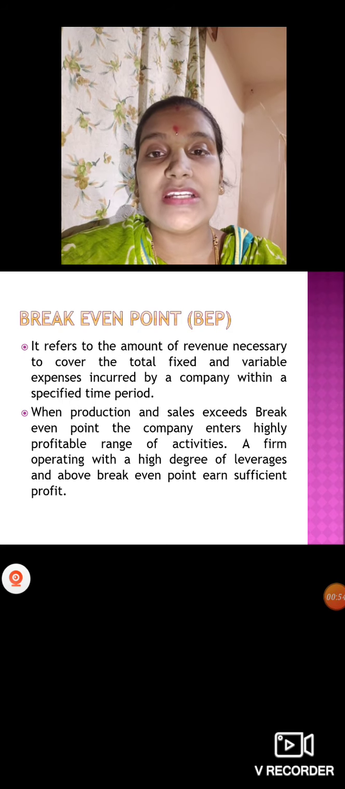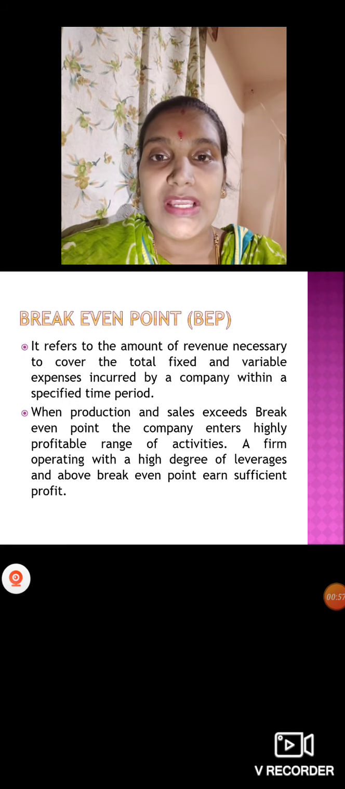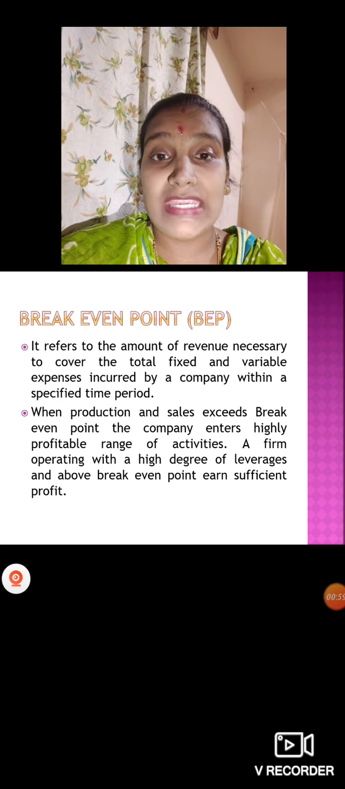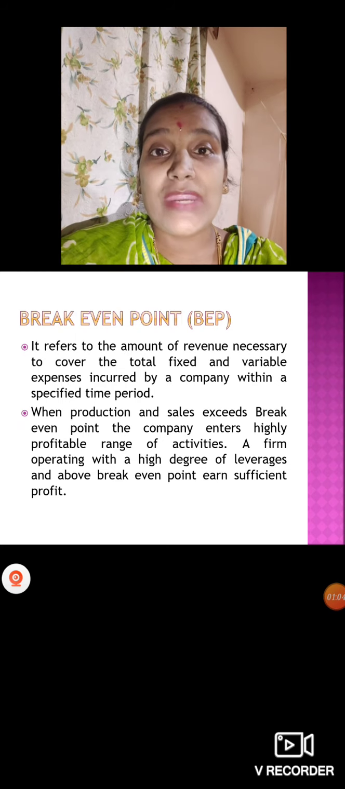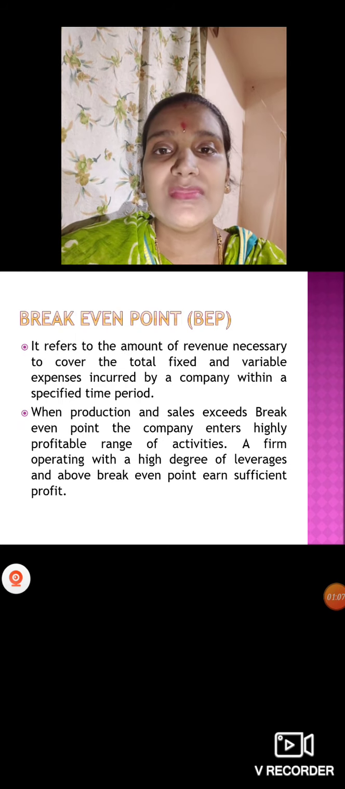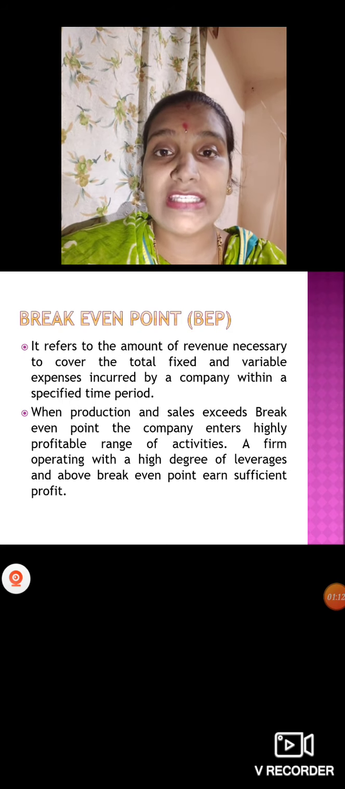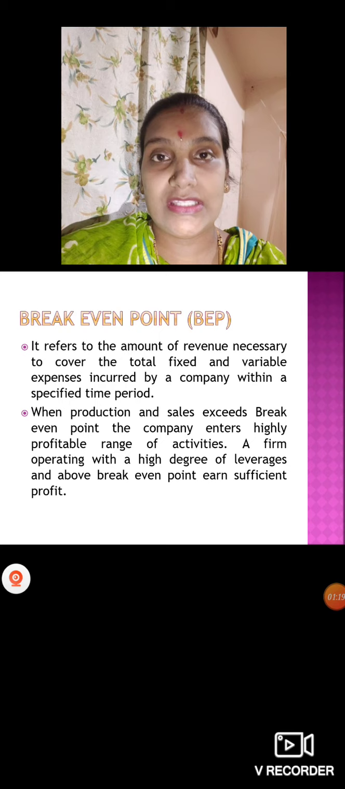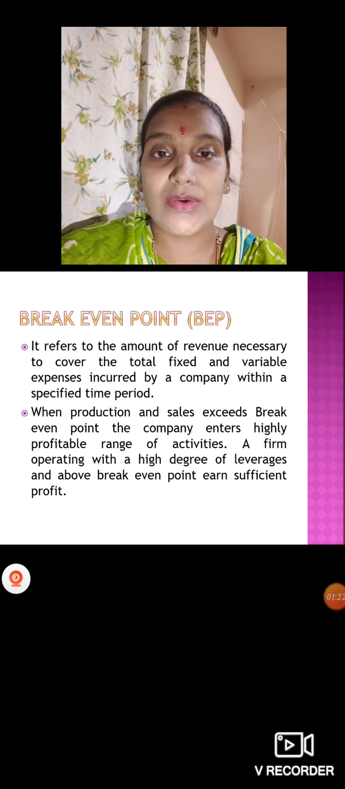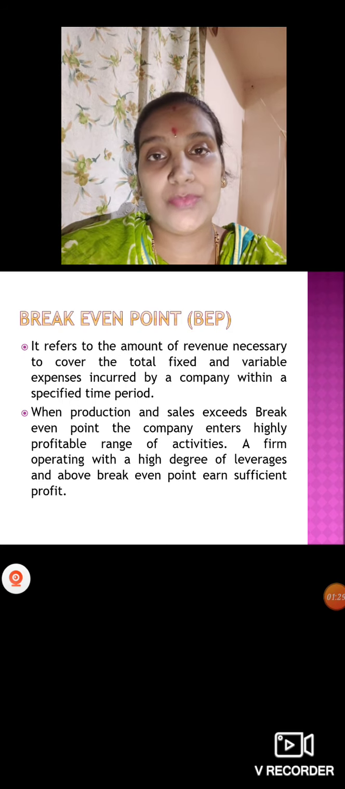To a certain extent you can concentrate: when production and sales exceed the break-even point, the company enters a highly profitable range of activities. If the company sells more units after the break-even point, it indicates that the company is earning the highest profit. A firm operating with a high degree of leverage and above break-even point earns sufficient profit.